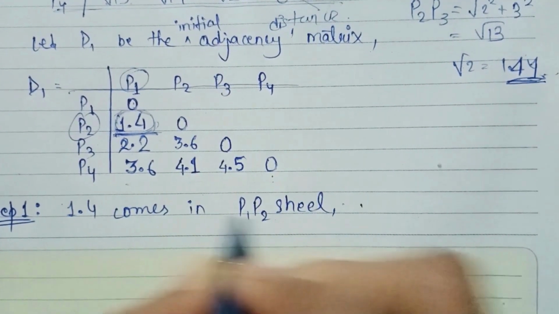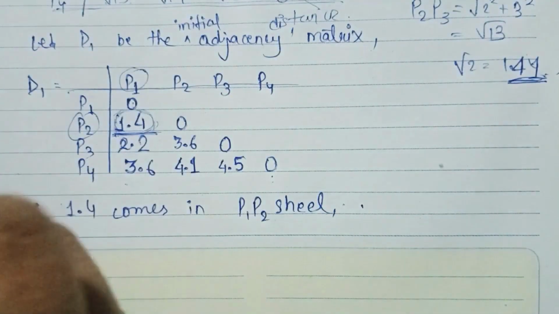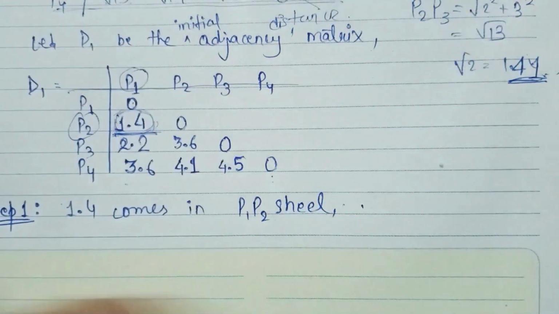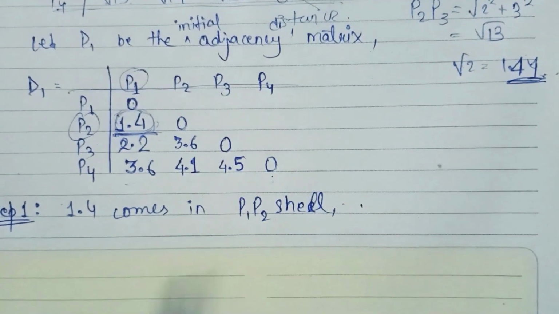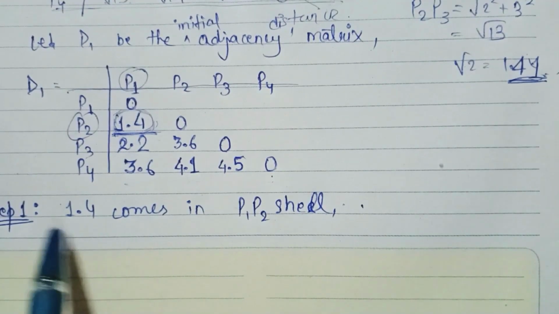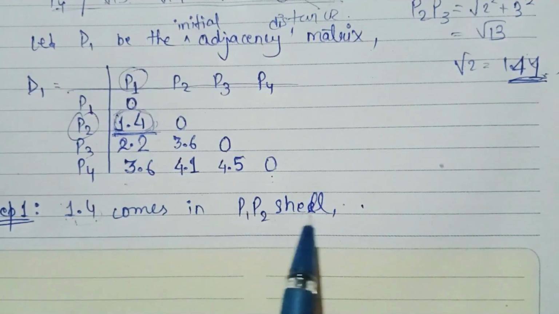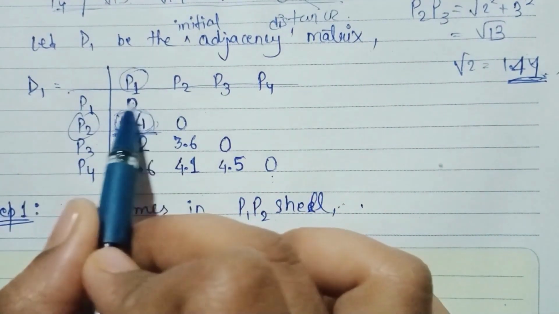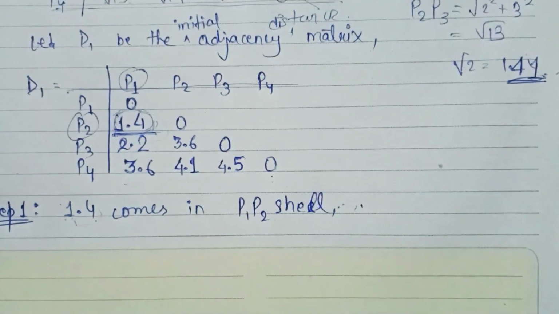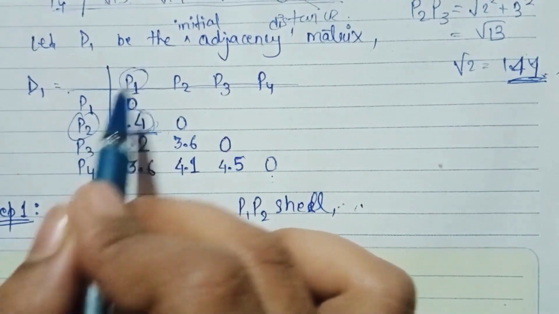Hence it is the least distance. Since it is the least distance, and 1.4 comes in the P1 P2 cell, we will form a cluster using these points, a single cluster with these points.